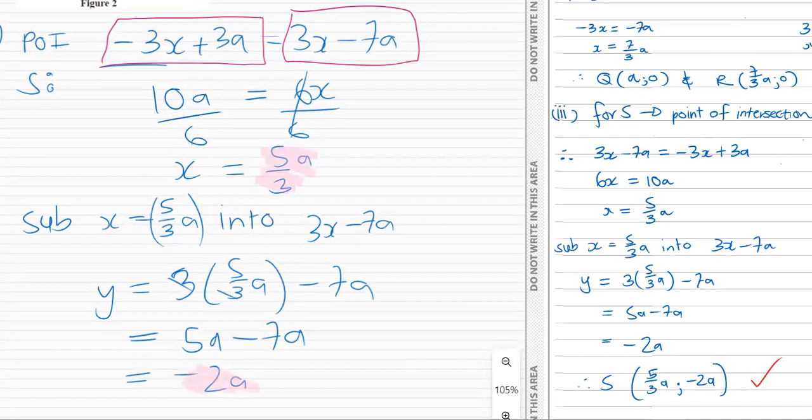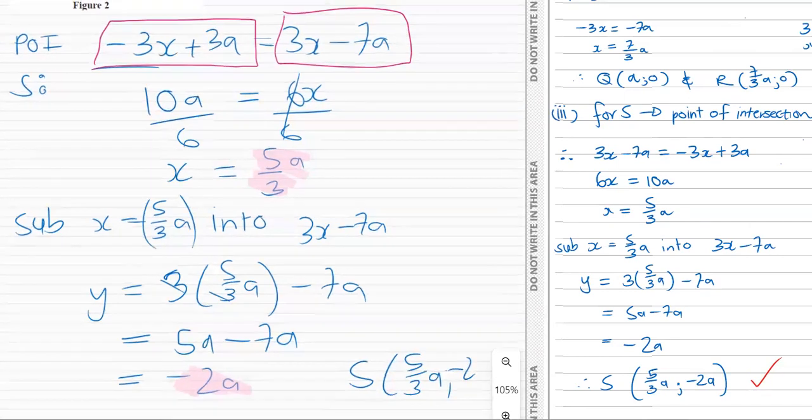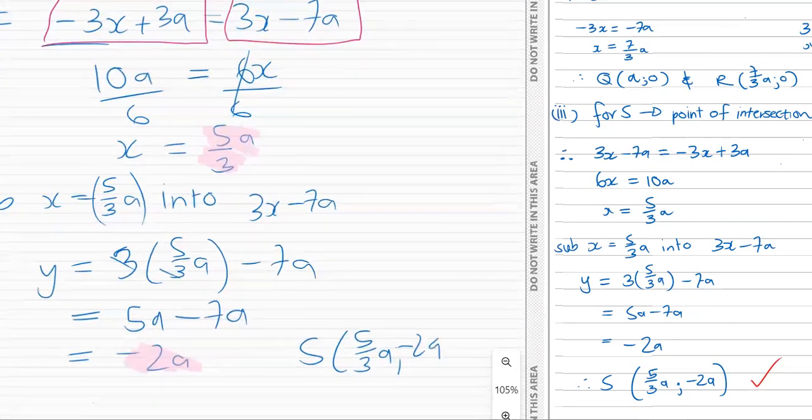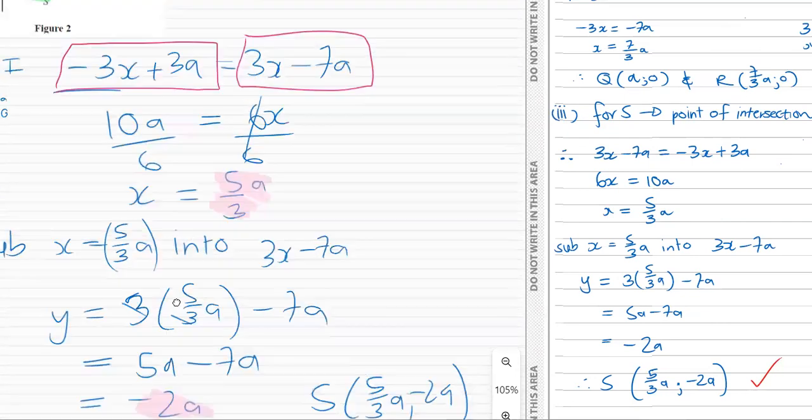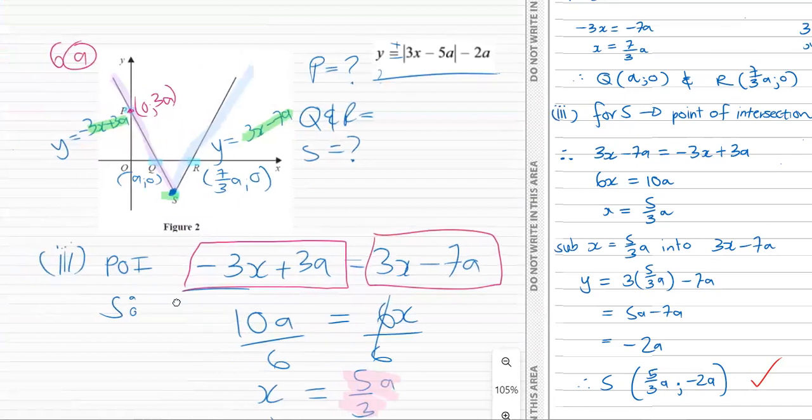Okay. So our point, I think it was point S, is going to be 5/3a, minus 2a. And that's the answer to 6a III. So let's just get that in there. 5/3a, minus 2a.